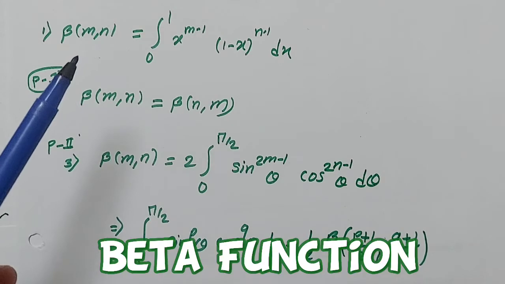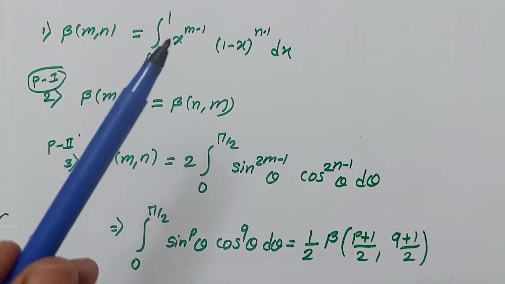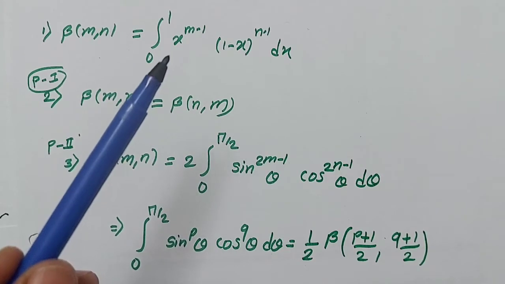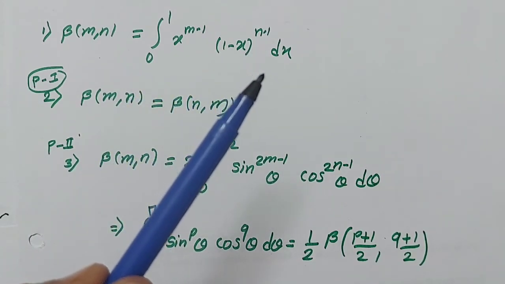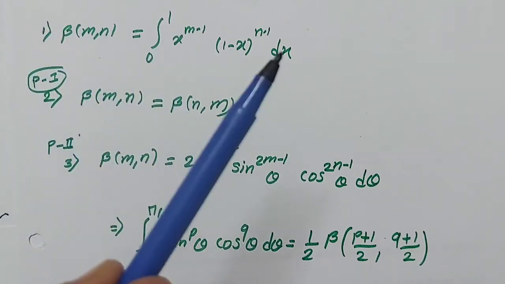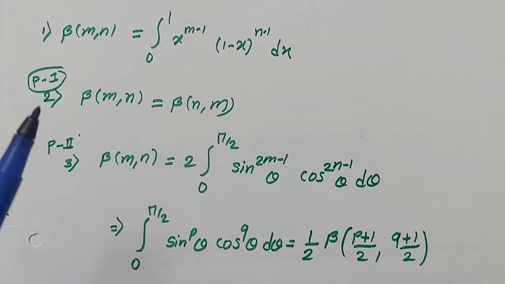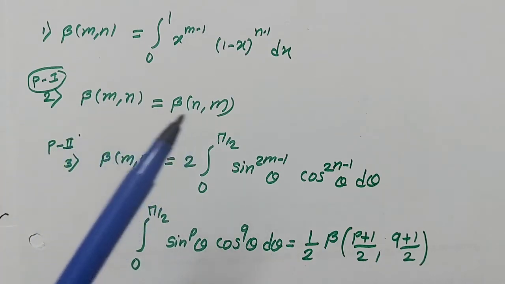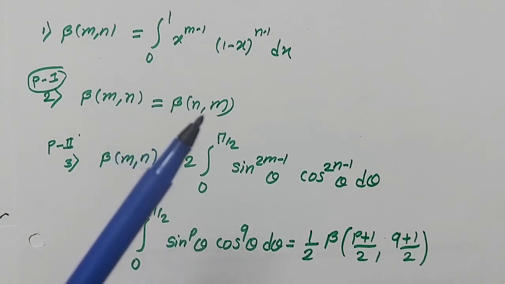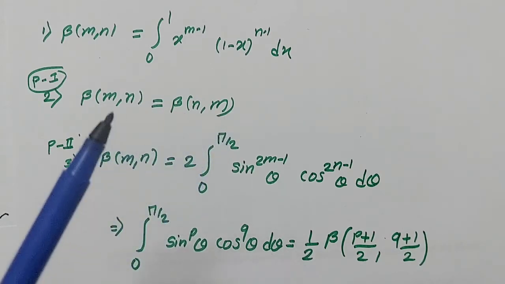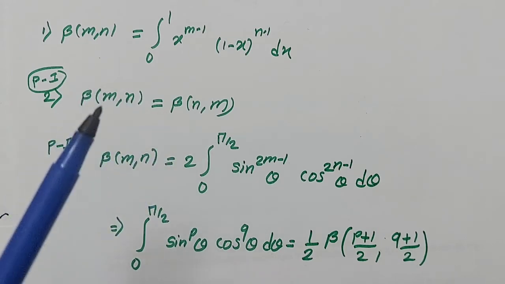Here the definition of beta function is beta of m comma n is equal to integral 0 to 1 x raised to the power m minus 1 into 1 minus x raised to the power n minus 1 dx. This is the definition of beta function. And the first property of beta function says that beta is symmetric. That means beta of m comma n is equal to beta of n comma m. Here we can interchange these variables, that is the symmetric property.